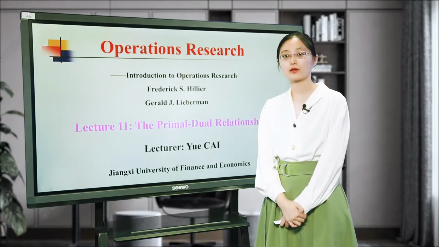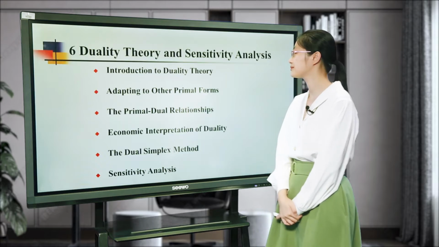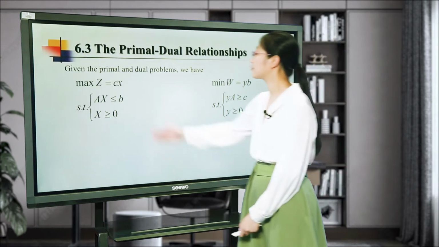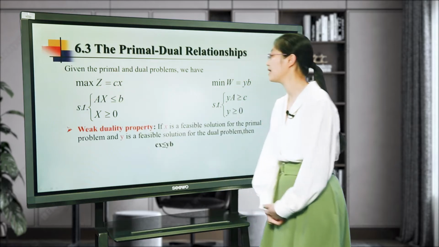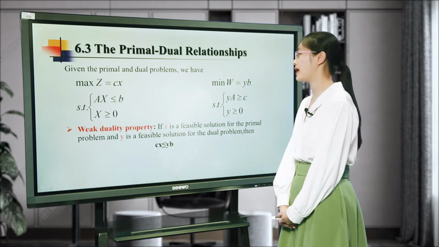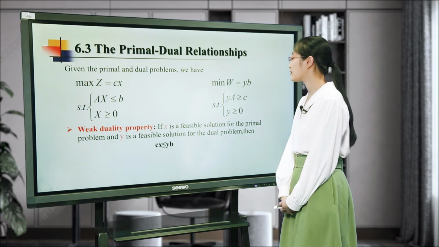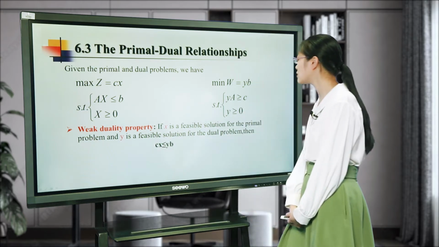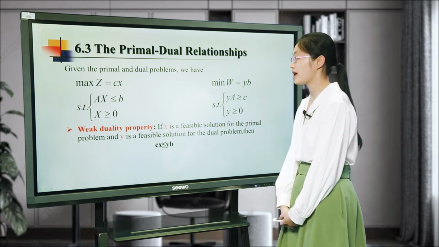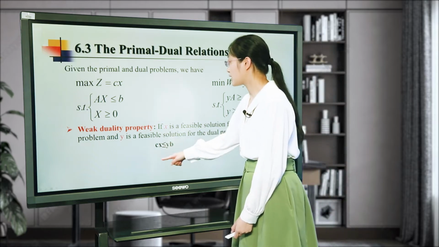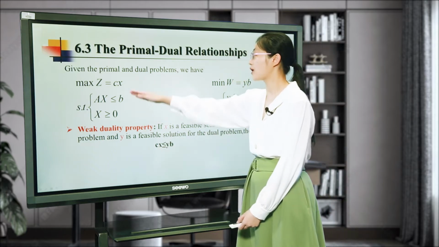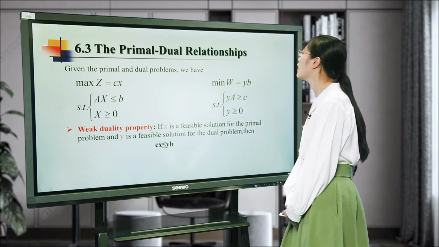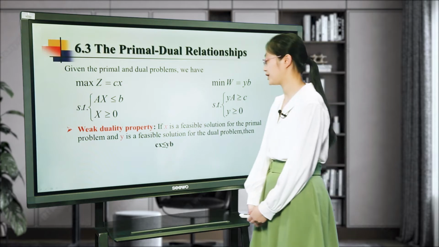In this class, we'll talk about the primal-dual relationships. Given the primal problem and this dual problem in matrix form, we have the weak duality property. If X is a feasible solution for the primal problem and Y is a feasible solution for the dual problem, then the objective function Cx of the primal problem is always less than or equal to the objective function Yb of the dual problem.